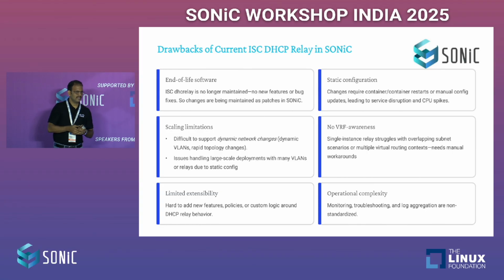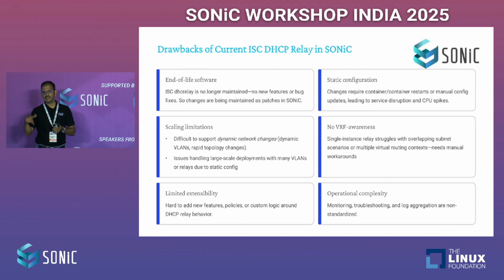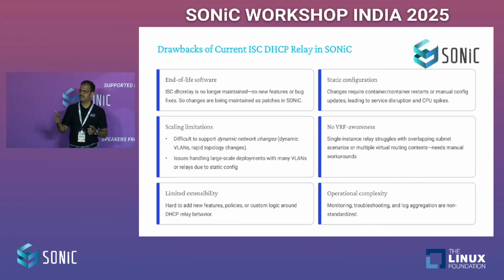The second thing is static configuration. This is one of the biggest pain points we observed. As I said, this was written two decades ago. Whenever a new configuration is applied, for example enabling DHCP v4 relay on one VLAN, the Docker goes for a restart. If you want to apply it for another VLAN, the Docker restarts again. That's the biggest pain point. Just imagine an upgrade going on: we apply configuration one by one from a controller, the CLI, or a configuration replayer, and for every configuration you apply, this Docker restarts.